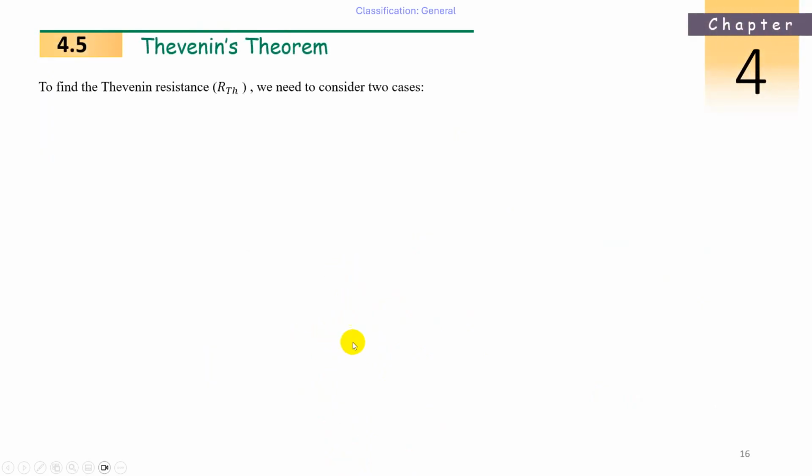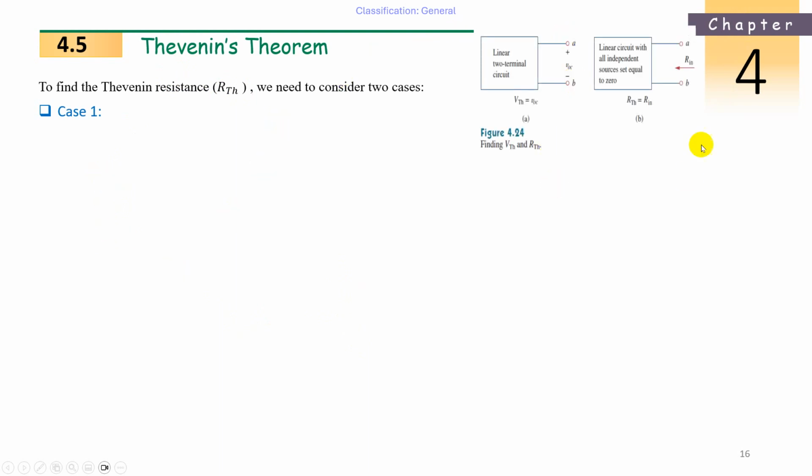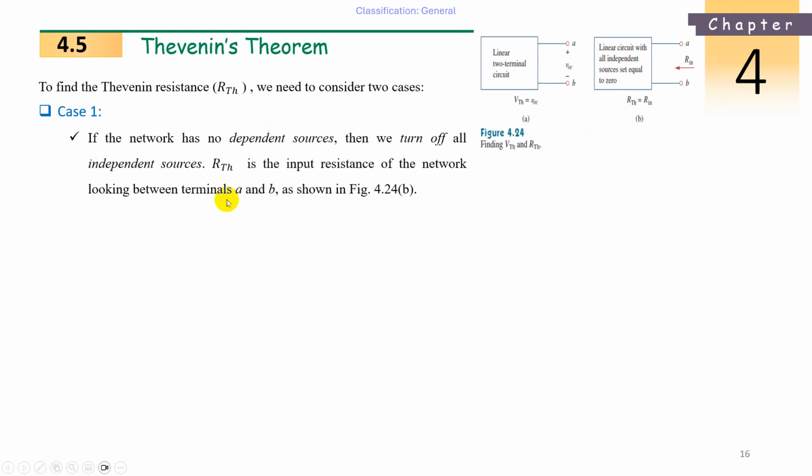Okay, this slide, later we will stop. To find Thevenin's theorem, case 1. What is case 1? Check here. R in we have to find. Then this is the open circuit V Thevenin, this is R Thevenin. Now R Thevenin, how to find?